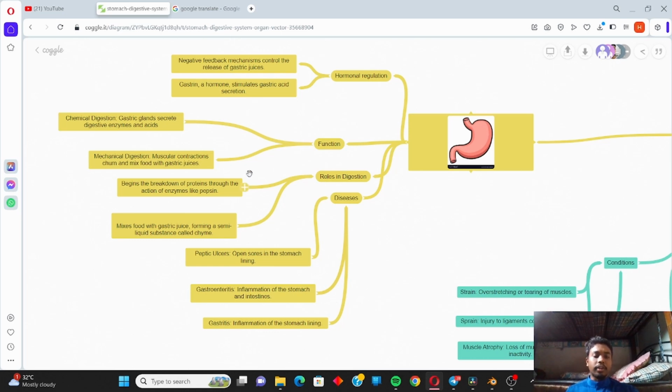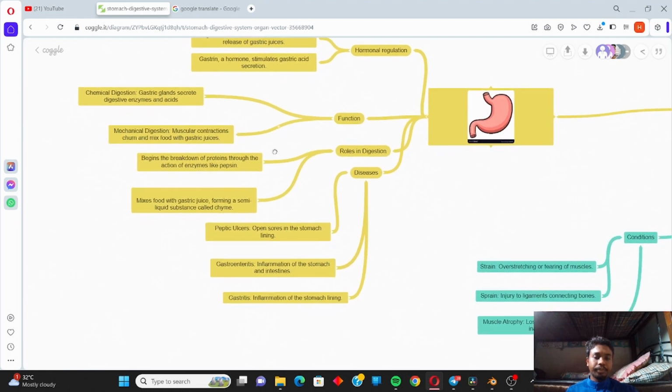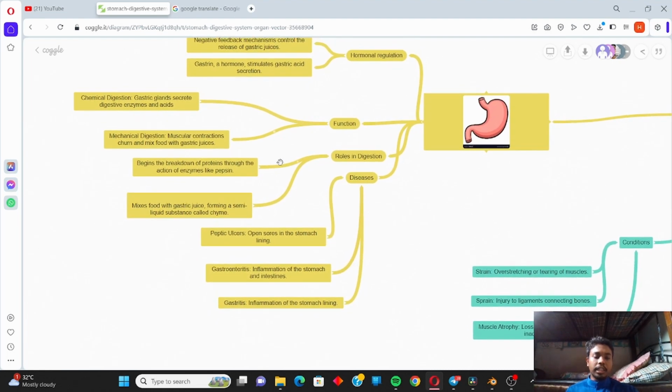Then we have the role in digestion. It begins the breakdown of proteins through the action of enzymes like pepsin, and then mixes food with gastric juice, forming a semi-liquid substance called chyme. This is the role in digestion for the stomach.